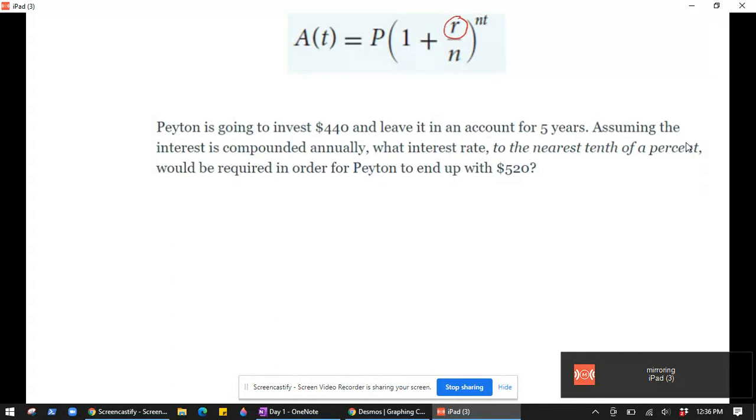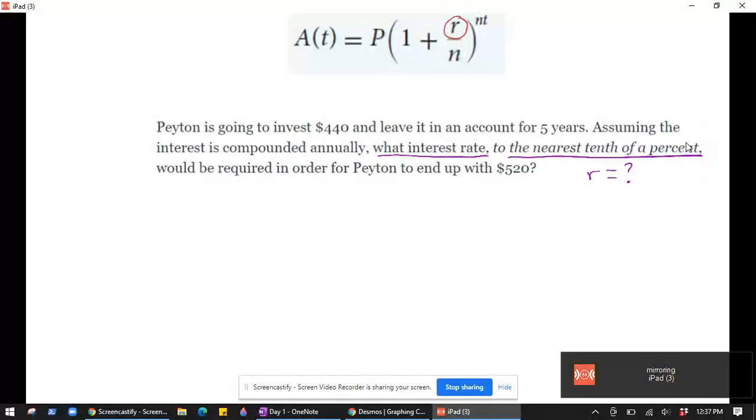So this says Peyton is going to invest $4,400 and leave it in an account for 5 years. Assuming the interest is compounded annually, what interest rate to the nearest tenth of a percent would be required in order for Peyton to end up with $520? So I'm going to underline the question again. What interest rate to the nearest tenth of a percent? So again, we're trying to find r in this equation. We won't know what that is, which means we'll know what everything else is. Everything else in that equation will turn into a number.